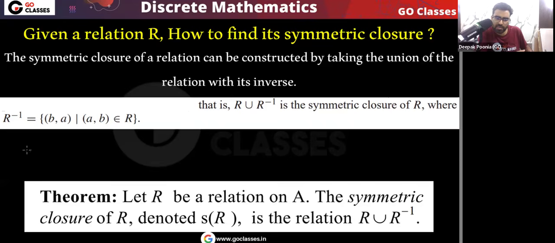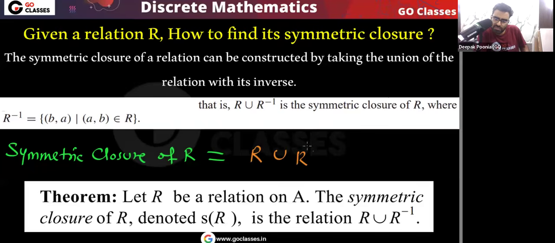So finally, I can say, remember that to find the symmetric closure of R, what you will do? You will take R union with R inverse. This will give you the symmetric closure of R. R inverse is also called R transpose. It is also called R converse. So you can see the symmetric closure of R, that is R union R inverse.